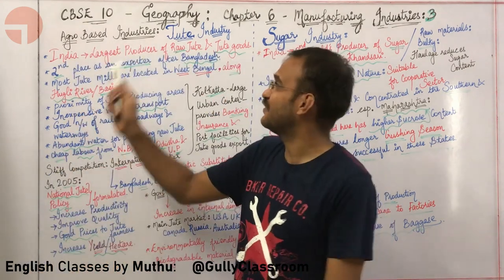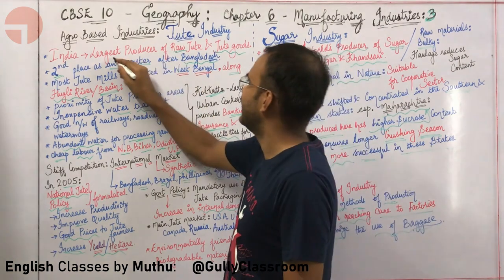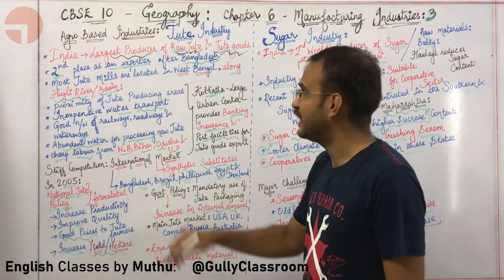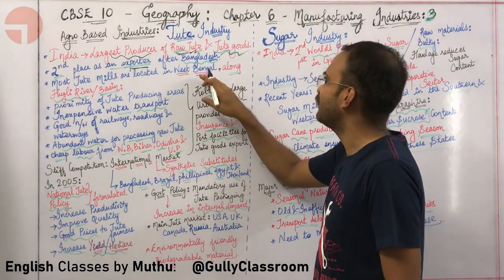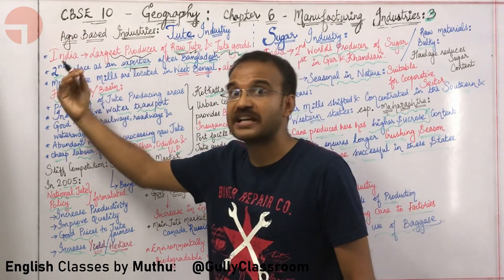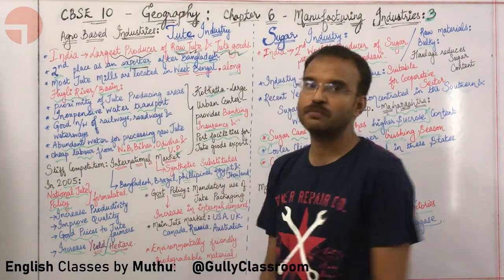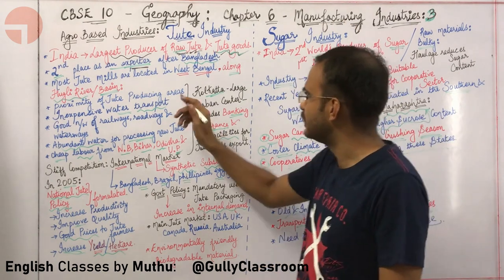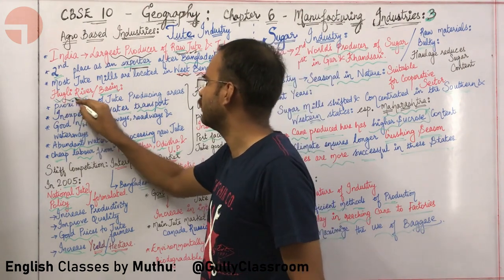Yeah. Let us start with agro-based industries, the jute industry. India is the largest producer of raw jute and jute goods. In fact, India holds the second place as an exporter after Bangladesh. Most of the jute mills, around 80, in fact more than 80 jute mills, are located in West Bengal along the Hugli River Basin.